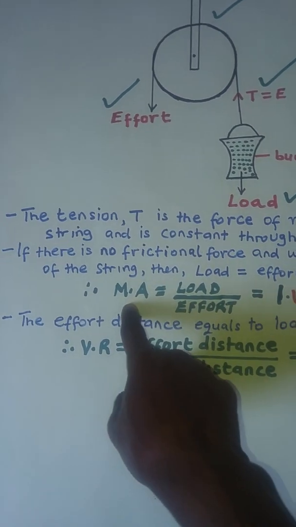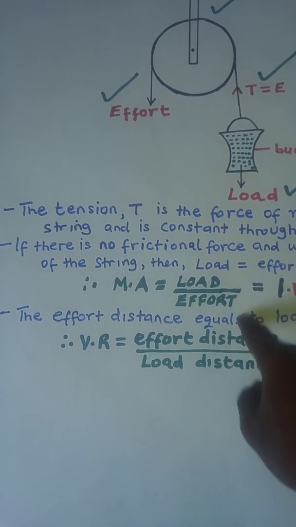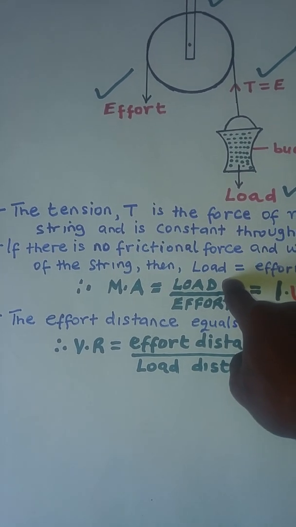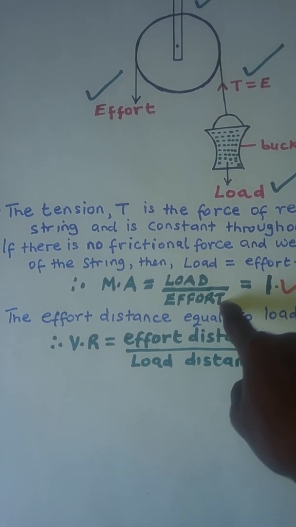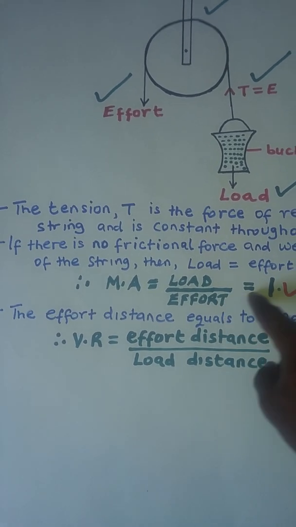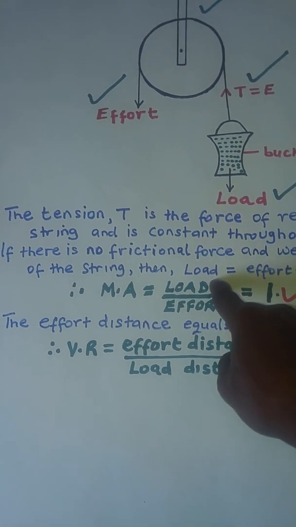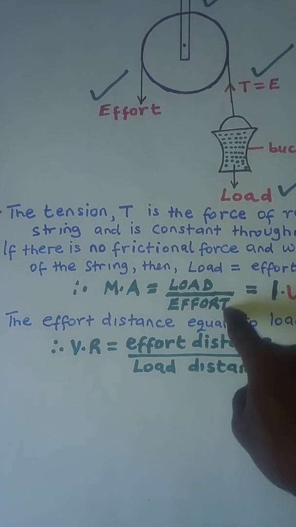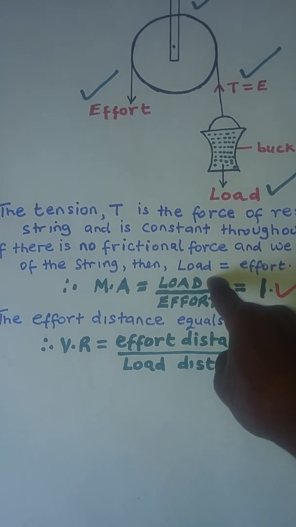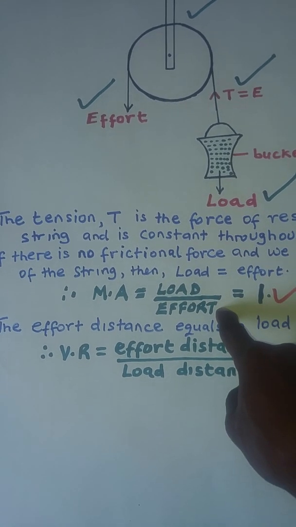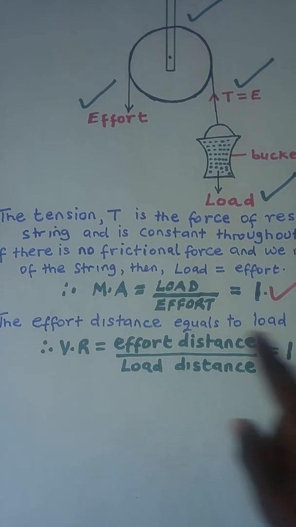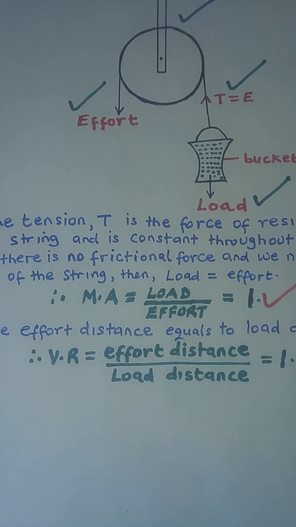Remember, we said mechanical advantage, you get it as load over effort. So if the load and the effort are the same, supposing the load was 10 newtons and the effort is also 10 newtons, when you divide 10 newtons by 10 newtons, you get 1. Even if the load was 100 newtons and the effort is also 100 newtons, they are the same. As this statement says, 100 newtons divided by 100 newtons, you get 1. So once the load and the effort are the same, then the mechanical advantage becomes 1.